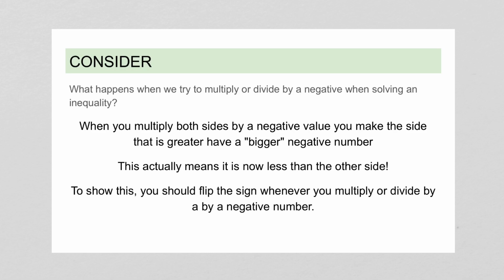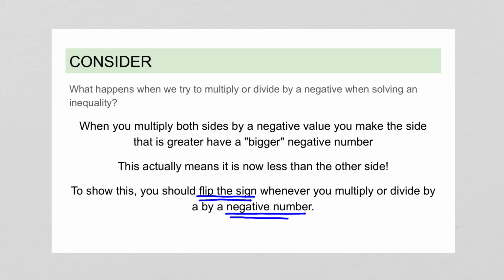I want you to write this down because this is important. Take a minute, press pause if you need to, but really think about this. When you multiply both sides by a negative value, you make the side that's greater an even bigger negative number. So this actually means it's now less than the other side. To show this, you flip the sign whenever you multiply or divide by a negative number.